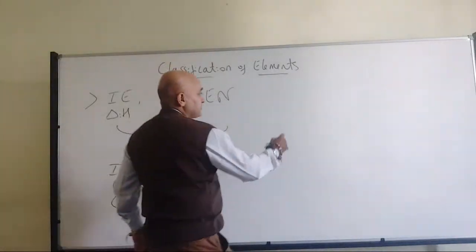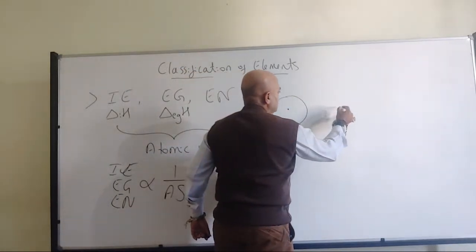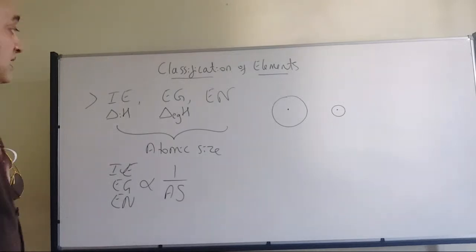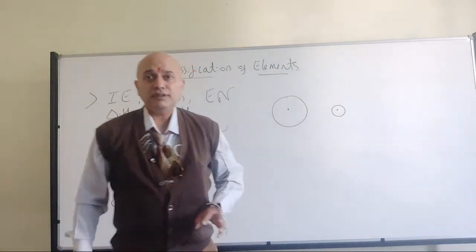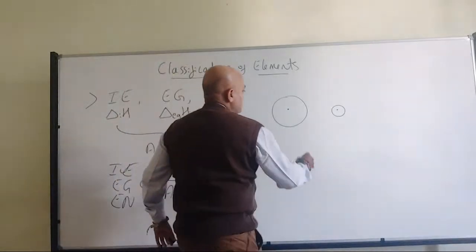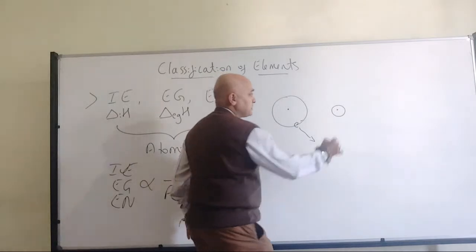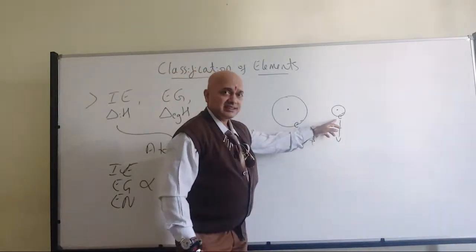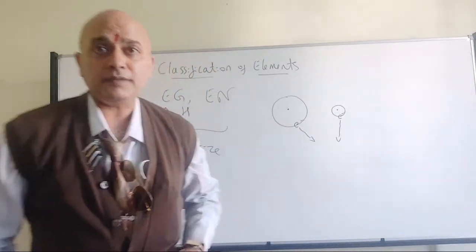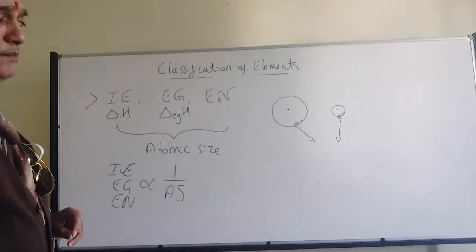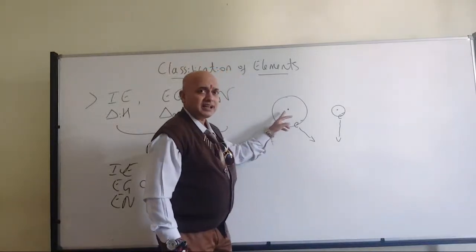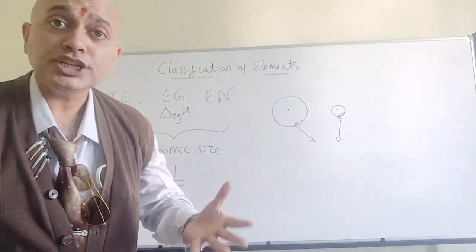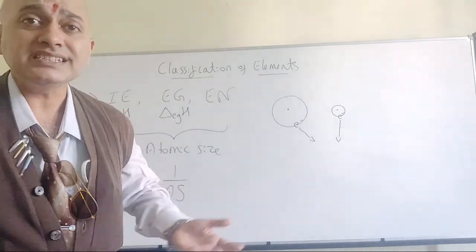Now I have two atoms, one of large size and one of smaller size. In the large sized atom, it is easy to remove the outermost electron. In the small sized atom, it will be difficult to remove the electron. Less energy is required in the first case, so ionization enthalpy will be less. High energy is required in the second, therefore ionization enthalpy is more. So the smaller the size, the more ionization enthalpy increases.